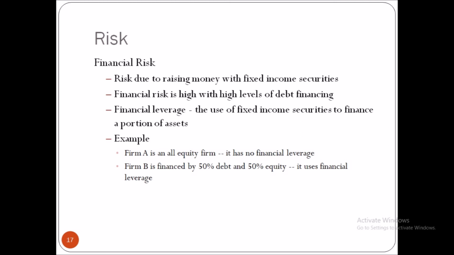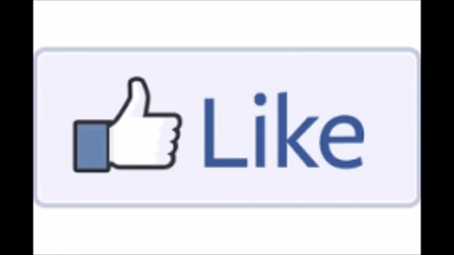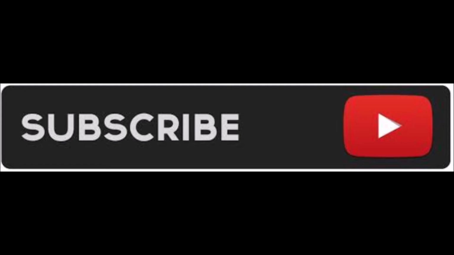Business risk is largely dependent on the operating cost, technology, market condition, etc. It has little role of management decision. But financial risk is all about management decision and how they are going to manage their capital structure with a perfect blend of equity and debt so that they can minimize operating and financial risk.